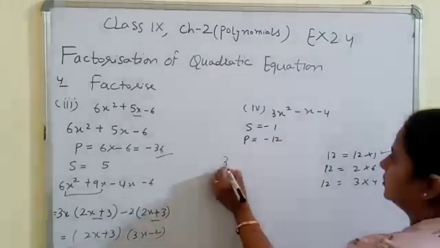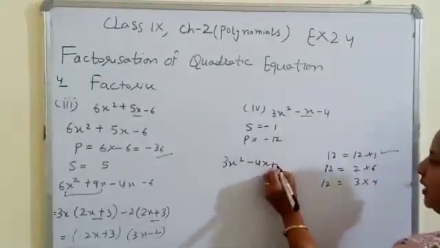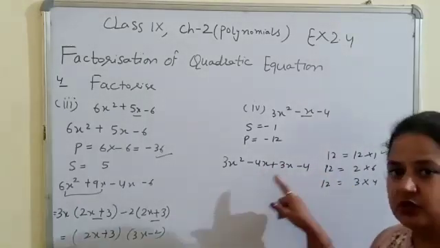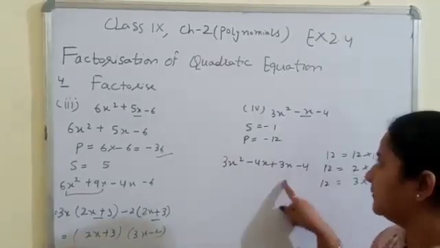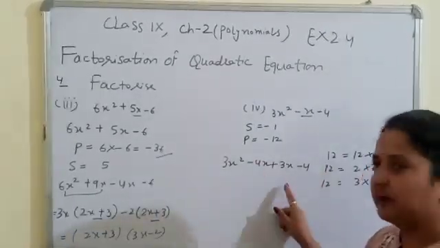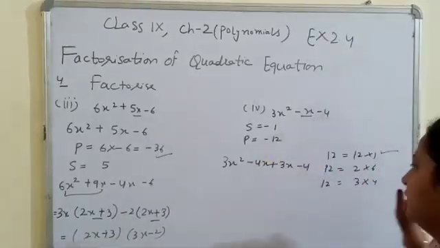So we can split minus x, in place of minus x we can write minus 4x plus 3x minus 4. You can see when we take the product of minus 4 and plus 3, the result is minus 12, and when we add minus 4 and plus 3, the result is minus 1, verifying the statement.